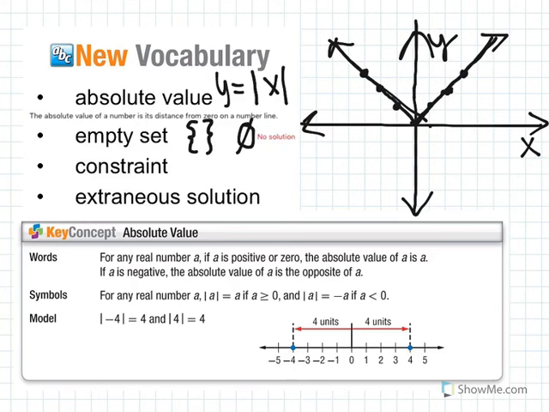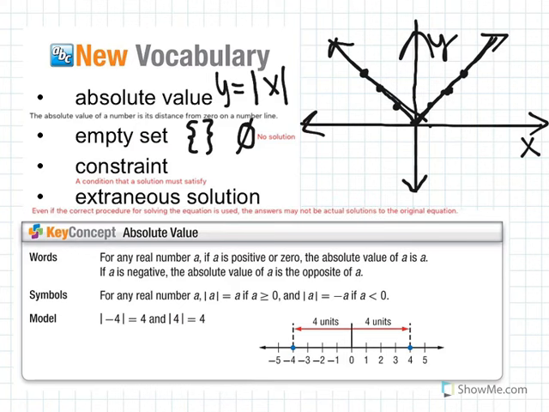A constraint is a condition that a solution must satisfy. And the last vocabulary word that you're going to learn is extraneous solution. Even if you've used the correct procedure for solving an equation, not all the answers may be actual solutions according to the constraints for the original equation. Those types of solutions are extraneous solutions.